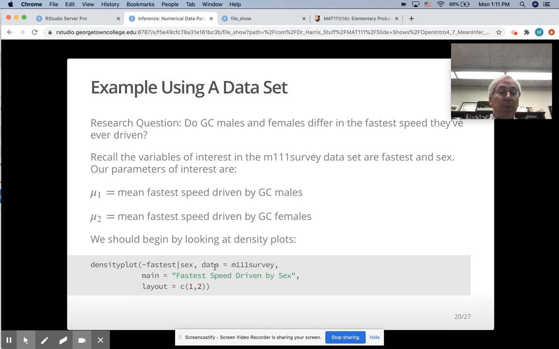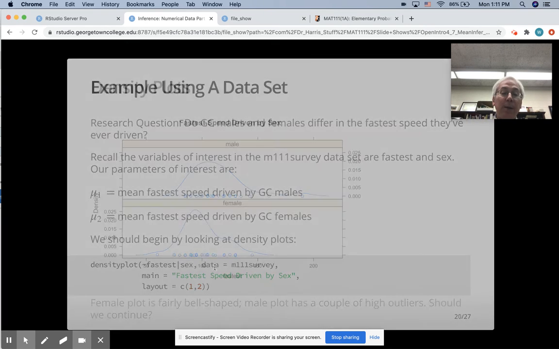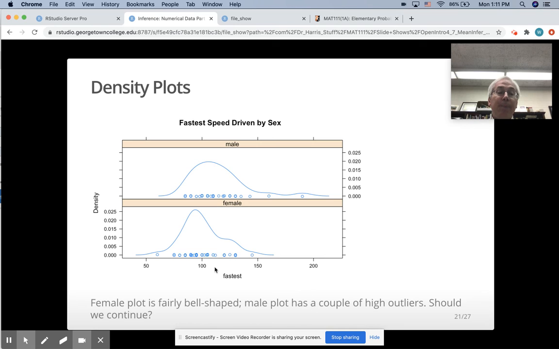We can do density plots. Recall the density plot command when we want to look at a numerical variable broken down by values of the categorical variable. We want to break it down by gender this time, so we'll use the layout equals c(1,2) piece at the end here, and we've got our top and bottom density plots here. The female density plot looks pretty symmetric. It's got maybe a slight right skew to it, and the male density plot definitely has a bit of a right skew, especially with those maybe 2 high outliers that we see there.